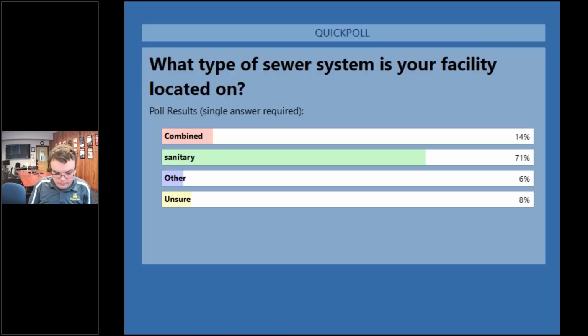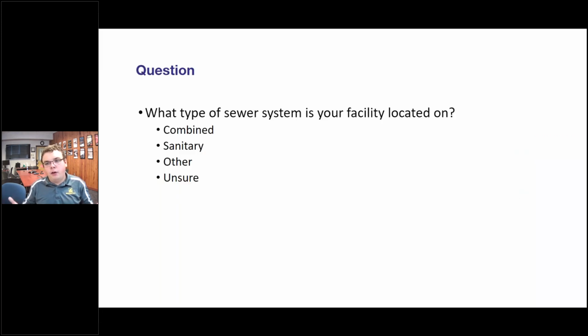Okay. And we have over 71% of folks saying sanitary sewer is where their facility is. Most areas are switching over to sanitary sewers just to stop a lot of the outfall issues that come with combined systems. But if you're on a combined sewer, it's important to realize that you're getting wastewater and the rain storm water coming into your system. That's the biggest difference between the two.